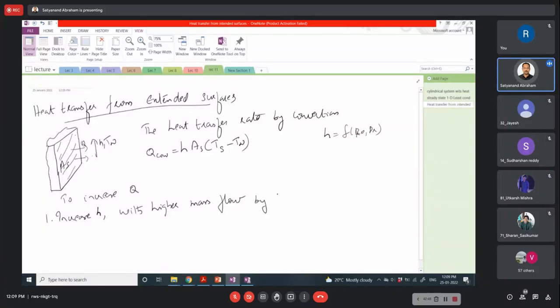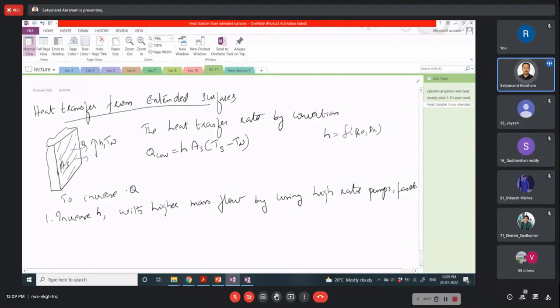So we can increase h with a higher mass flow rate. How can we do that? By using higher rate pumps, blowers, pumps, fans, etc.